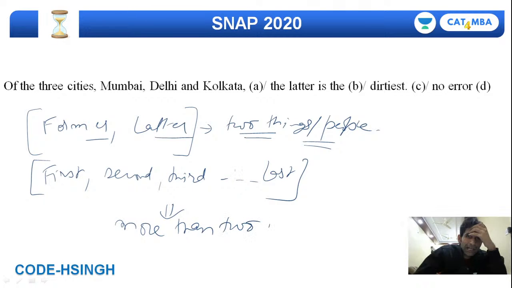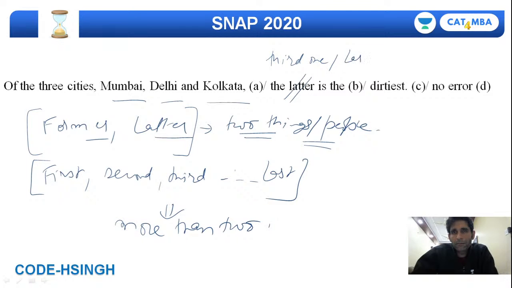So now you tell me, are there two things here or more than two? Obviously more than two. So you have three cities, Mumbai, Delhi and Kolkata. When you have more than two, obviously now you cannot use latter and former, because latter and former can be used only for two things or two cities. So what should I do? I would simply say, of the three cities, Mumbai, Delhi and Kolkata, you can say the third one, or you can say the last one.